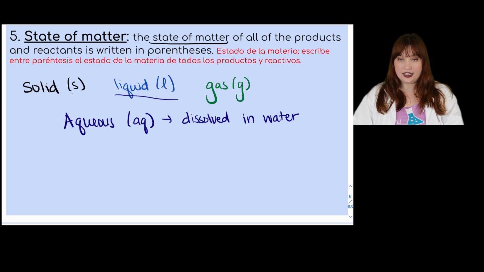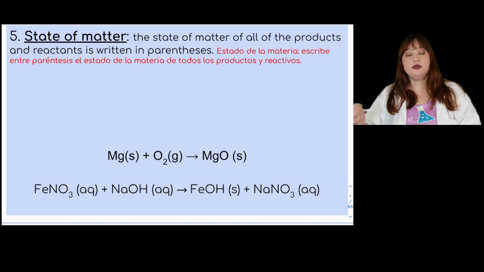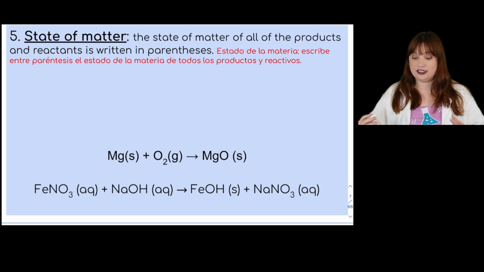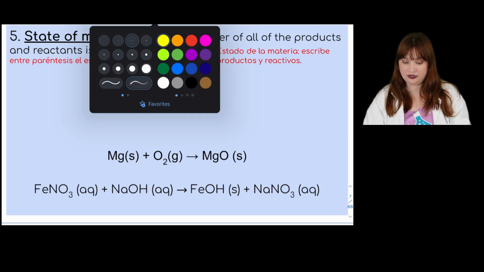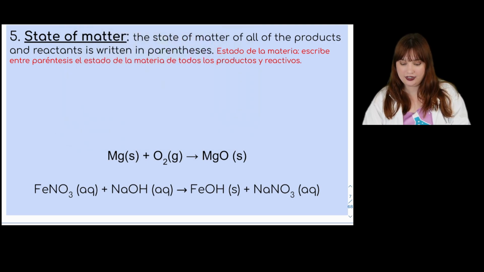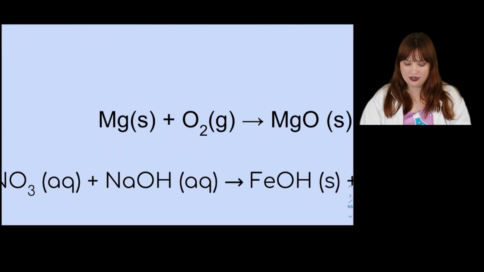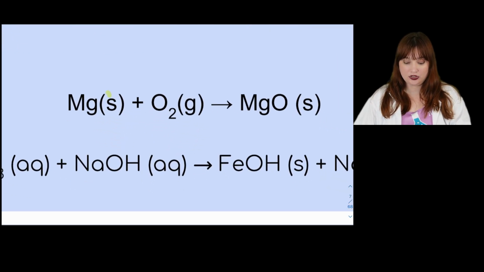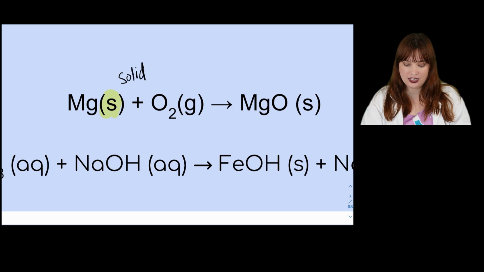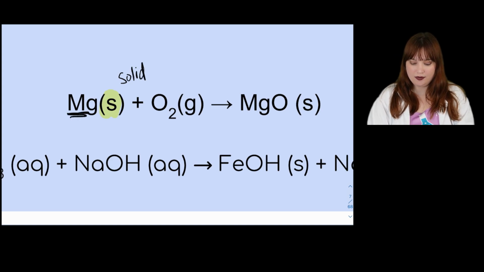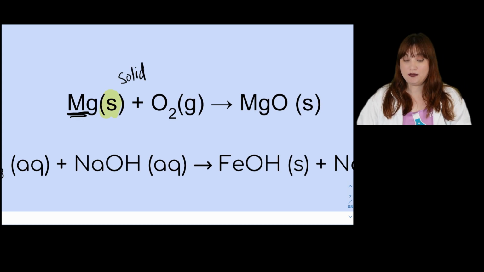We can look at an example of these, and you will have practice identifying the states of matter of different chemical reactions, or chemical species, really. So let's see, what do we have here? I see, in this chemical equation, an S. Remember what that means? That means that this is a solid. So whatever magnesium looks like as a solid, that's what I should be seeing before this reaction takes place.